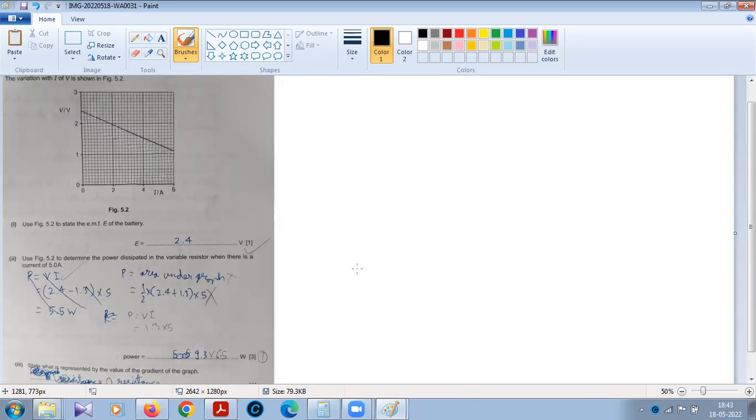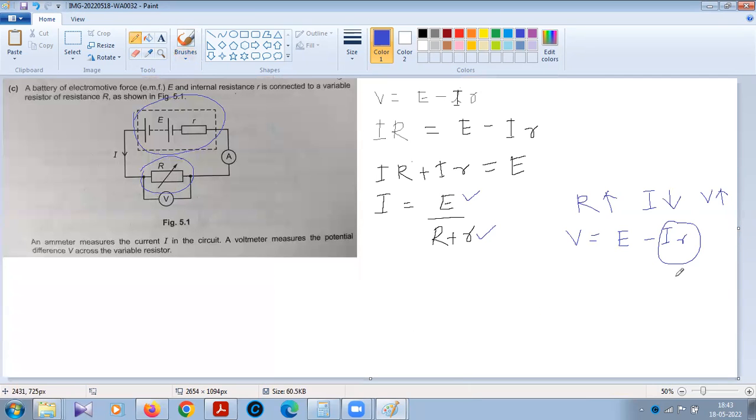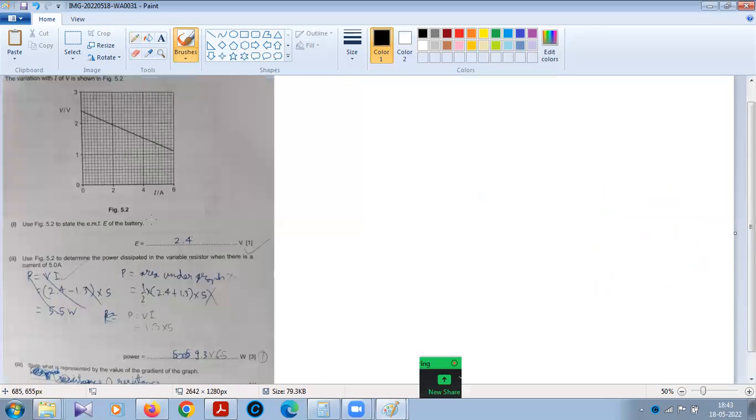So they are asking us the EMF of the battery. The EMF of the battery will be found when this term vanishes to 0. When this term becomes 0, then only V will be equal to E. So this is going to happen when the value of I is 0. So in the graph, when I is 0, that is the y-intercept, V is equal to E at that point. So when I is 0, you can find it, it's 2.4.